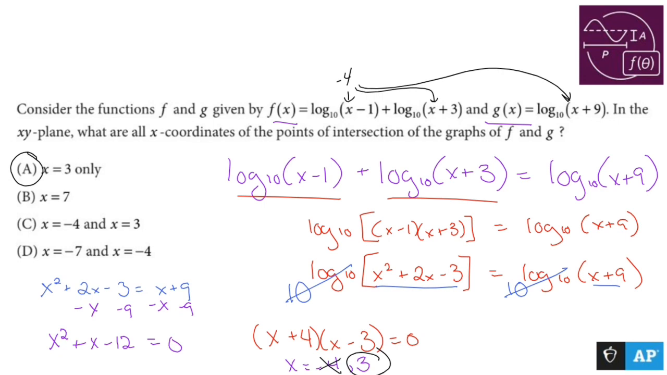Tricky, tricky, tricky. And the problem is that they give you an option of negative 4 and 3. Probably the most common mistake. But be careful. It's tricky.